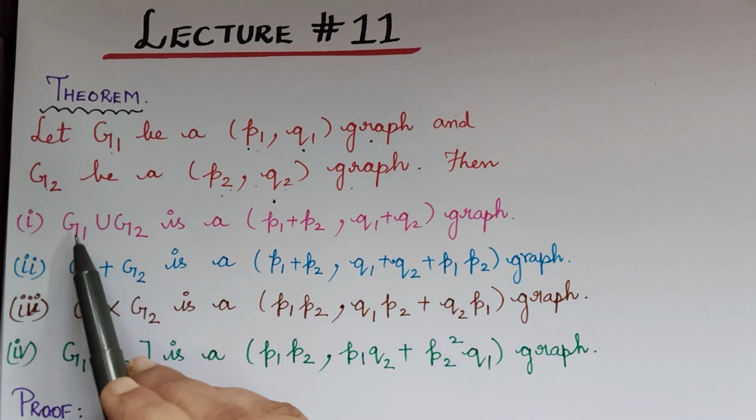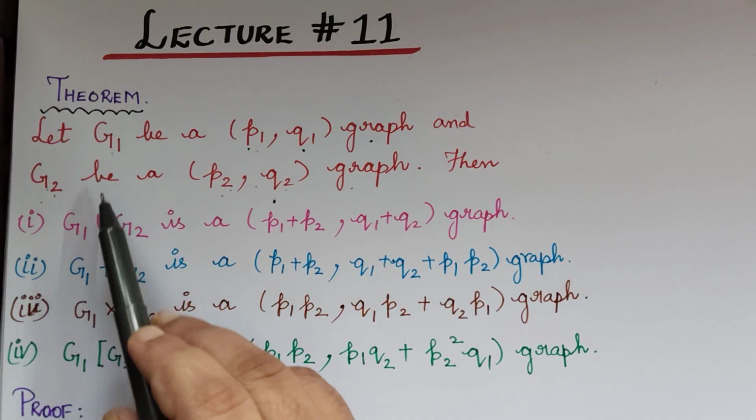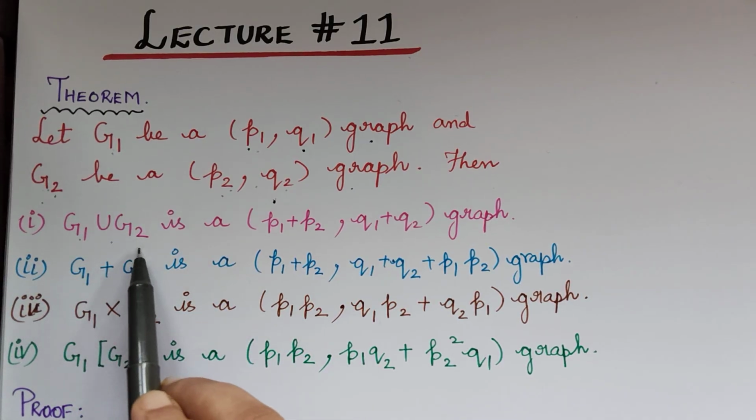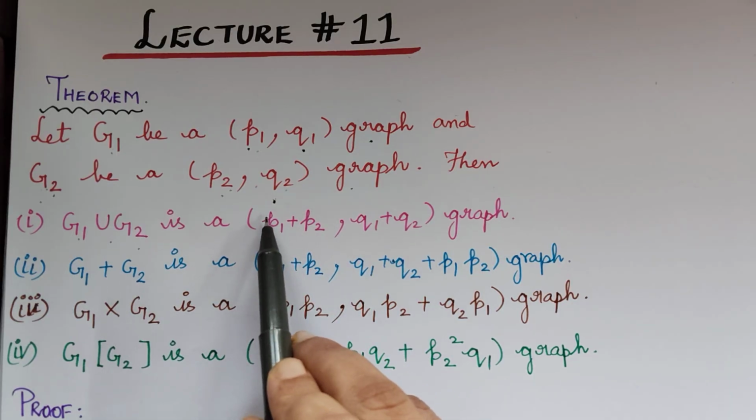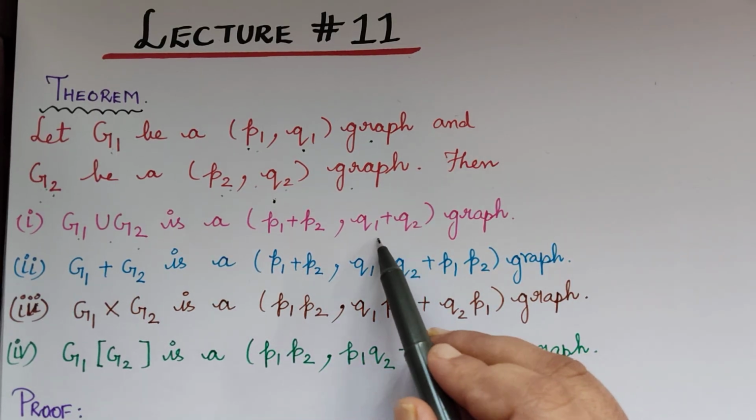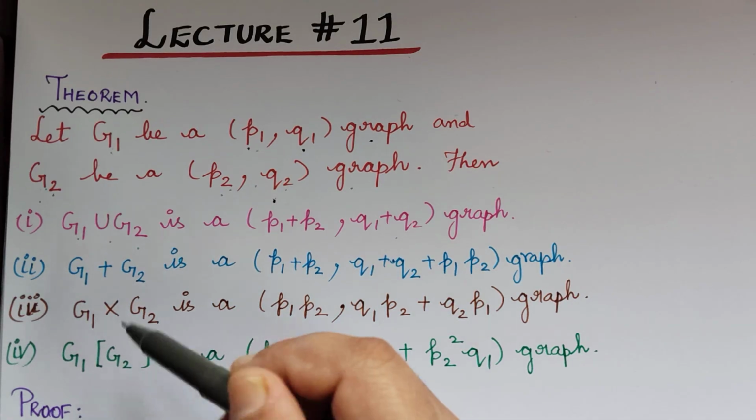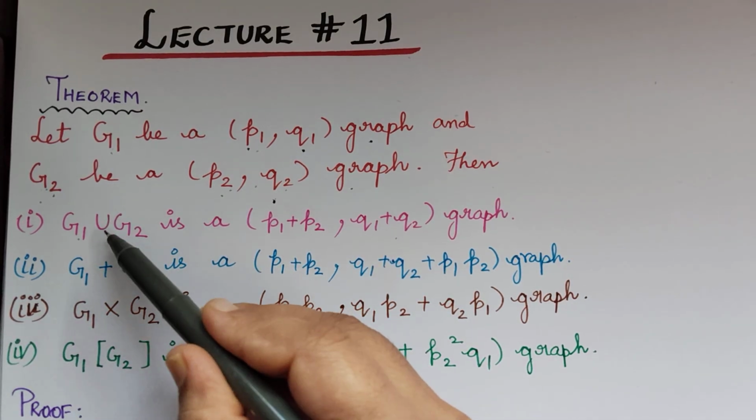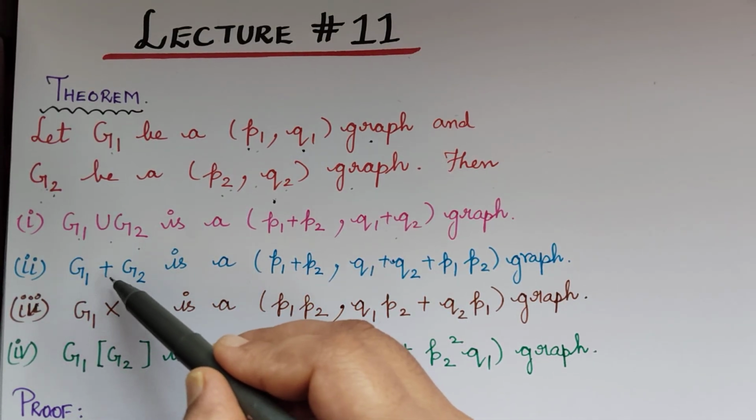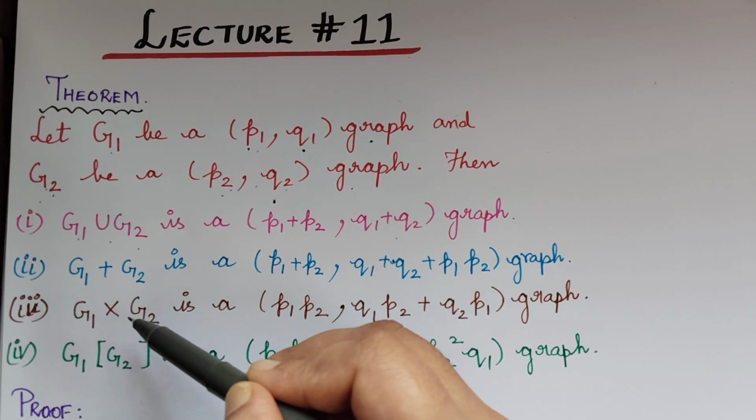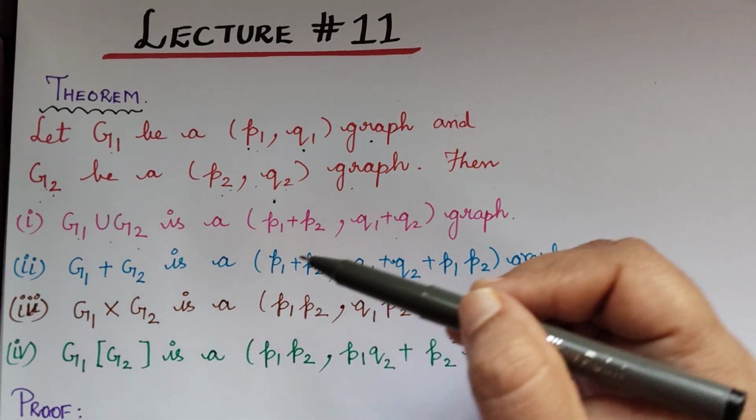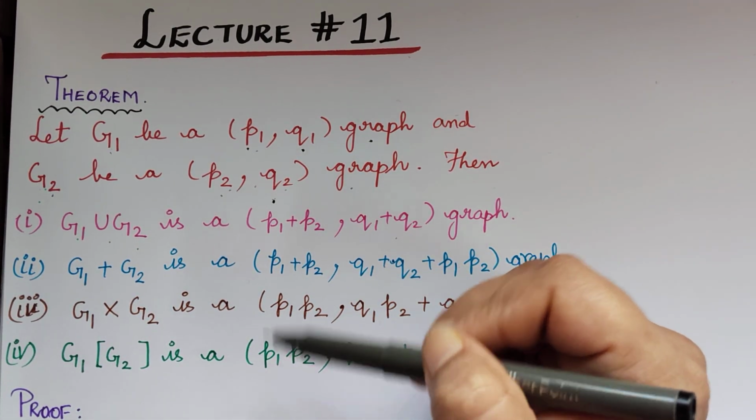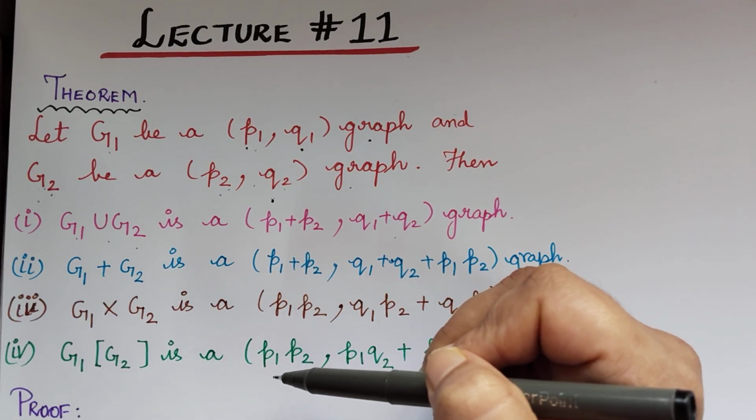That is, if G1 and G2 are two graphs, then G1 union G2 is a graph with number of vertices equal to P1 plus P2 and the number of edges equal to Q1 plus Q2. In a similar way, we have other operations also. This is union, this is sum of two graphs, this is product of two graphs. In fact, we can say Cartesian product, and this represents the composition of two graphs. So we shall prove each subdivision one by one along with illustration.